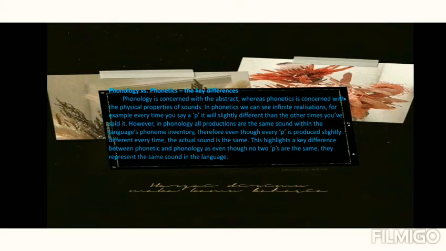Phonology versus phonetics, the key differences. Phonology is concerned with the abstract, whereas phonetics is concerned with the physical properties of sounds. In phonetics we can see infinite realizations, for example every time you say a p, it will be slightly different from the other times you've said it. However, in phonology all productions are the same sound within the language's phoneme inventory. Therefore, even though every p is produced slightly differently every time, the actual sound is the same. This highlights a key difference between phonetics and phonology: even though no two p's are the same, they represent the same sound in the language.